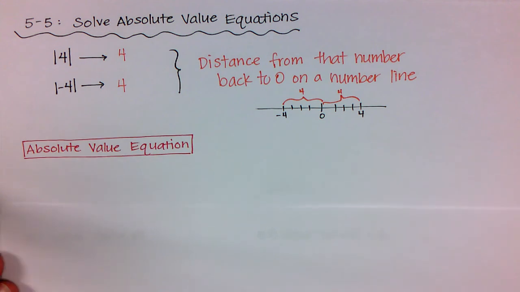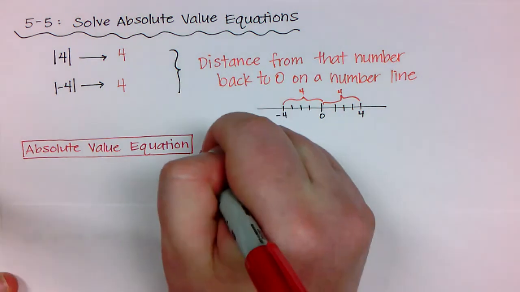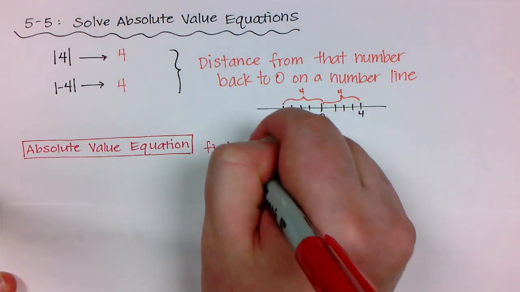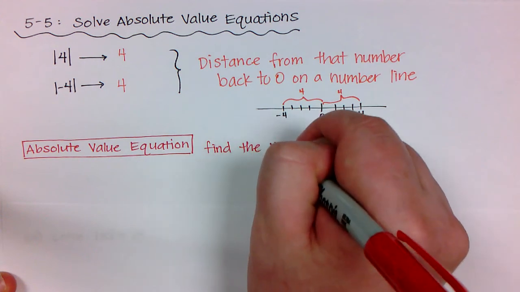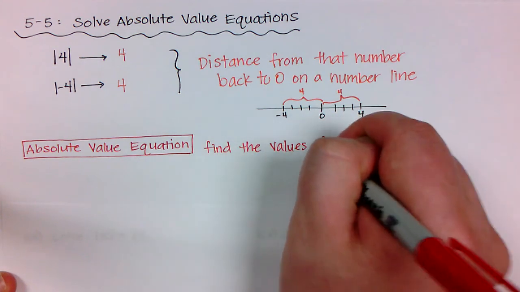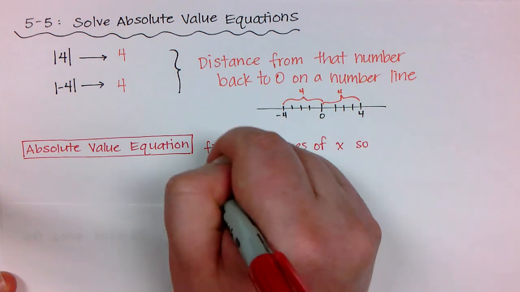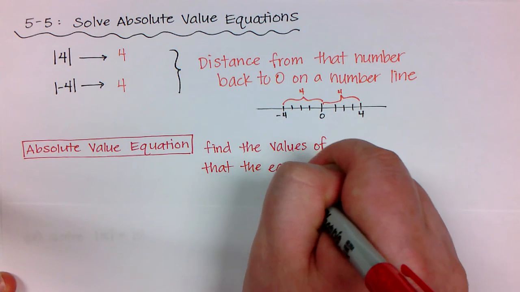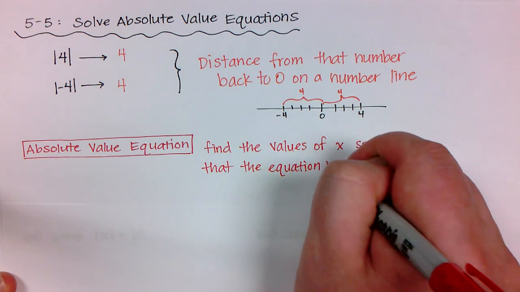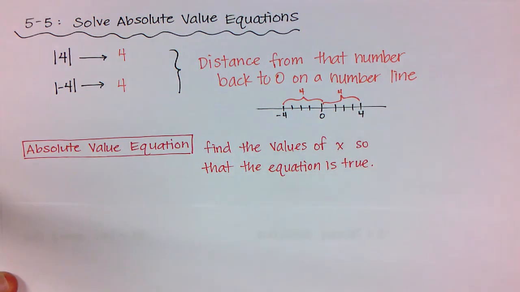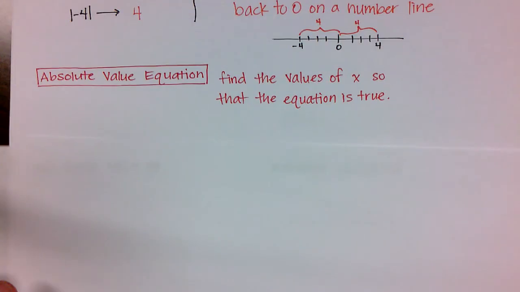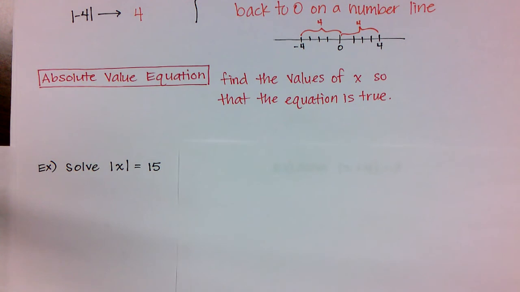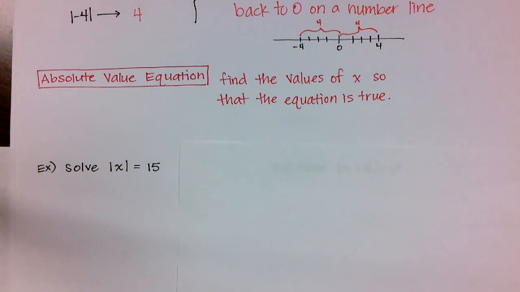So when we have an absolute value equation, what we're trying to do is find the values of x so that the equation is true. So let me give you an example. First one is the most basic equation. It's asking us to solve the absolute value of x when it's equal to 15.